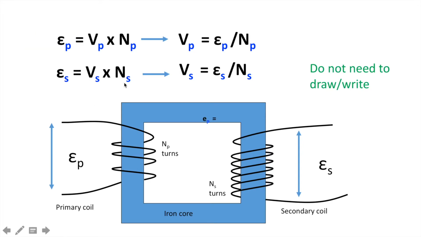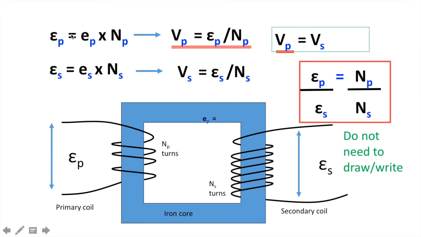If we rearrange these 2 equations to solve for the EMF per turn, which is V, we would get the total EMF divided by the number of turns. Since the same magnetic flux is passing through the primary and secondary coils, the EMF per turn for the primary and secondary coils will be the same. We represent this as Vp equals Vs. Because of this, we can set these equal to each other, and it can be expressed as seen in this equation here.